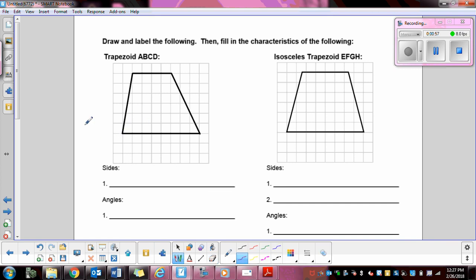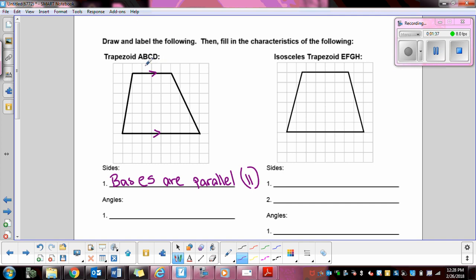So we're going to go over the sides. The sides of the trapezoid, we're only going to have one pair of parallel sides instead of both pairs of parallel sides, like in a parallelogram. So we're going to say we have the base. These are called the bases. The bases are parallel, which means that, this is a symbol for parallel, and that means that our slopes are equal.